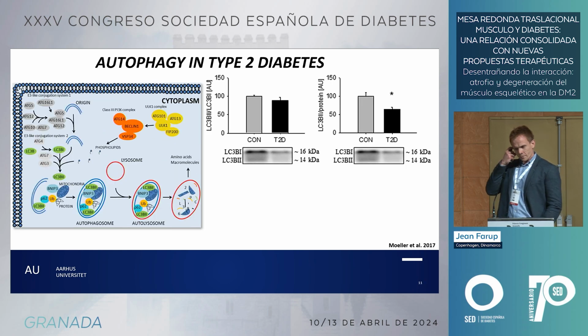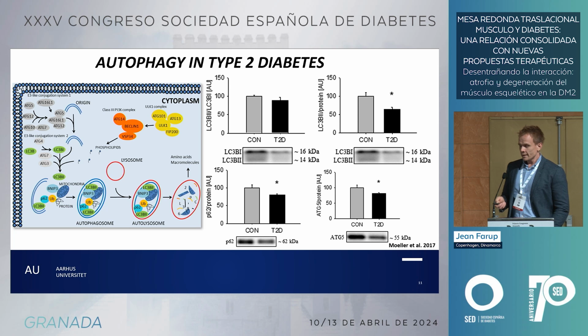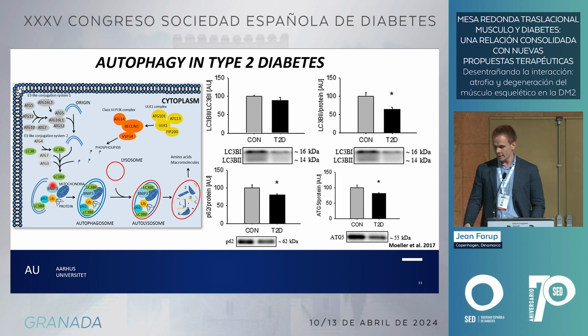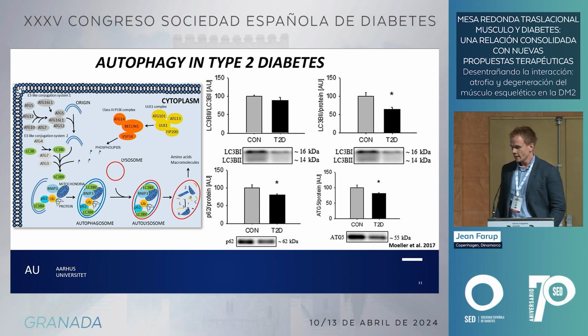So we determined the protein content in these severely type 2 diabetic patients for LC3B2, and as you'll notice here, we see a decrease in the content of LC3B2. And we also see a decrease in P62, which is a key protein involved in specific targeting of proteins for degradation in the autophagy process, along with a decrease also in ATG5. So we interpret this as an inhibition of autophagy in this situation.